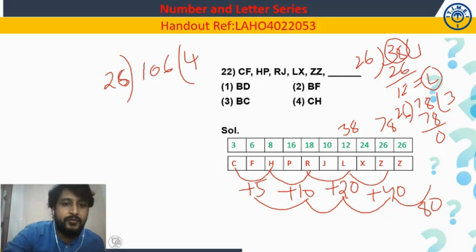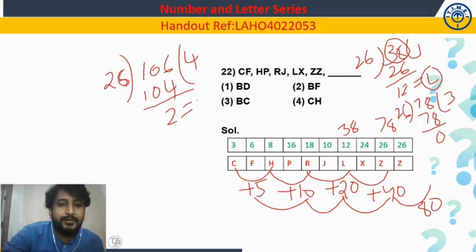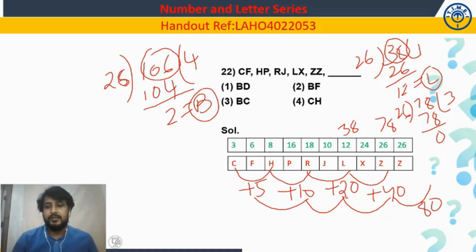26 fours are how much? 104. And the remainder is how much? 2. What is the second letter in the English alphabet? B. So B is also equal to 106. So my answer must start with B.